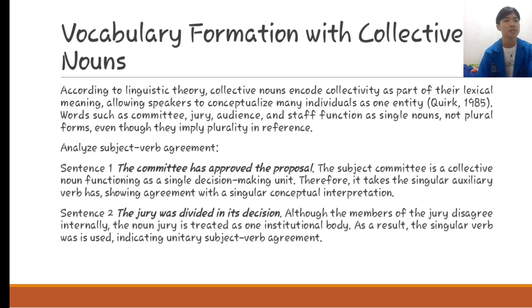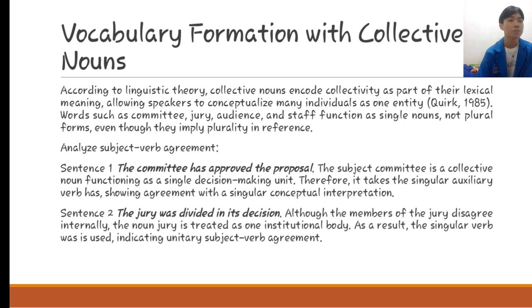Okay, the last part is vocabulary formation with collective noun. According to linguistic theory, collective nouns encode collectivity as part of their lexical meaning, allowing speakers to conceptualize many individuals as one entity. Words such as committee, jury, audience, and staff function as a single noun, not a plural noun, even though they imply plurality in reference. On the last subject-verb agreement, we have 5 sentences.